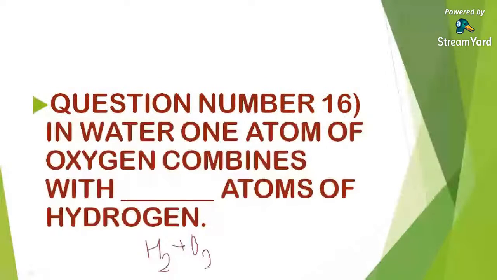Yes, the formula of water is H2O. This is the chemical equation, but it is not a balanced chemical equation. When you balance it, you will get 2H2 plus O2 gives 2H2O. Clear? So you can write 2 here to balance, and 2 here also. Yes, so this is the balanced chemical equation for the formation of water.